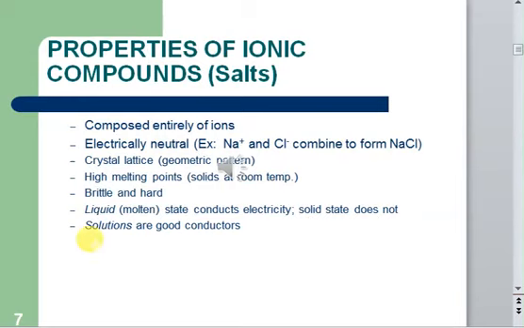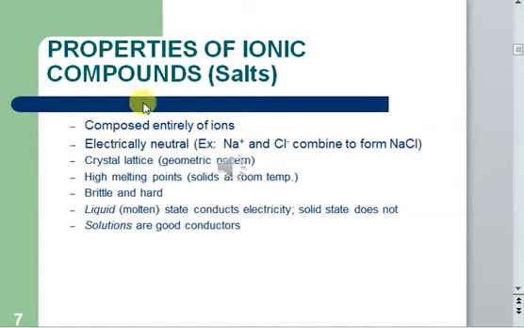So let's briefly discuss the properties of ionic compounds. Ionic compounds are also known as salts. Property number one: they are entirely composed of ions. An ionic compound has two components, a cation and an anion. Overall they are electrically neutral, because the number of positive ions is always equal to the number of negative ions, so the charges cancel the effect of each other. So although ionic compounds are composed of ions, they are electrically neutral.